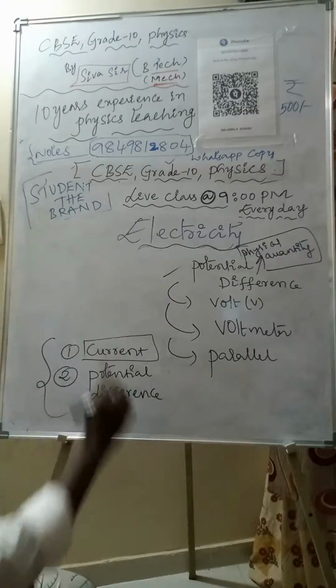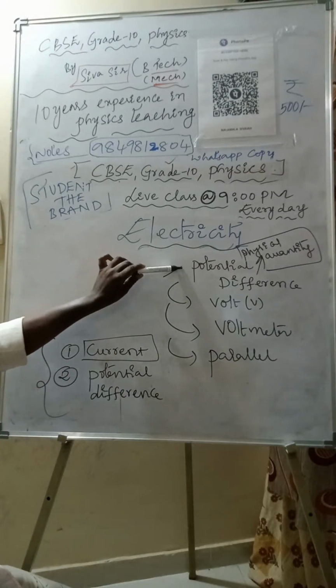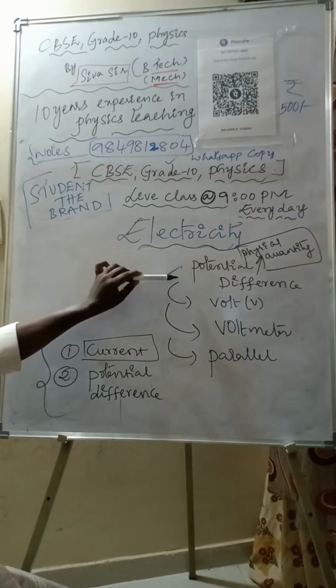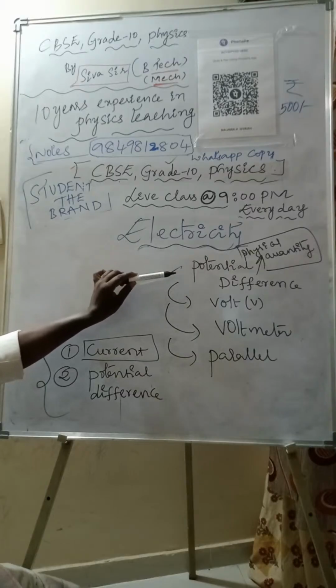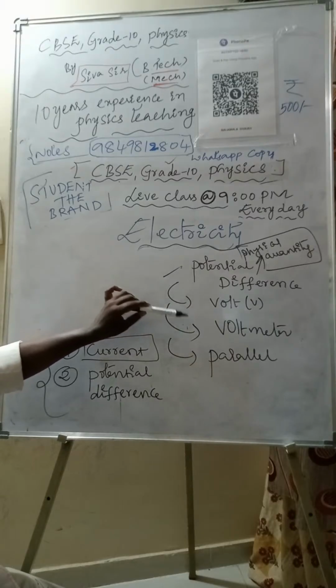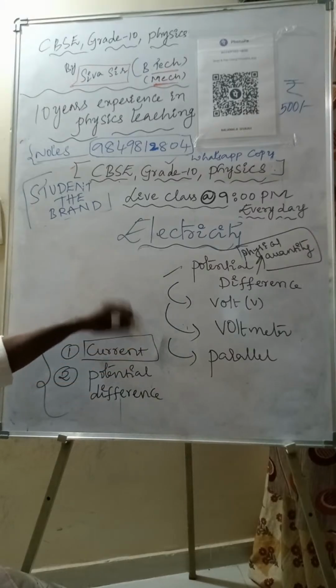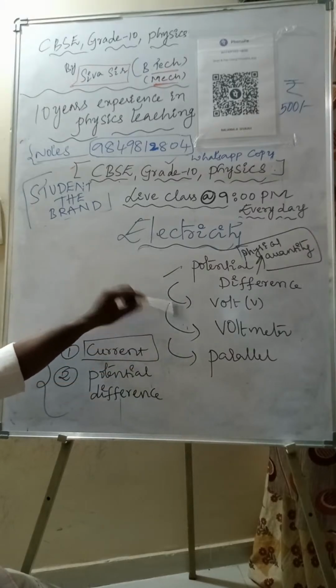That's why I'm writing physical quantity. Potential difference is a physical quantity. The SI unit of potential difference is volt. It can be measured with the device voltmeter. The voltmeter will be connected in parallel combination. So it's like a link.